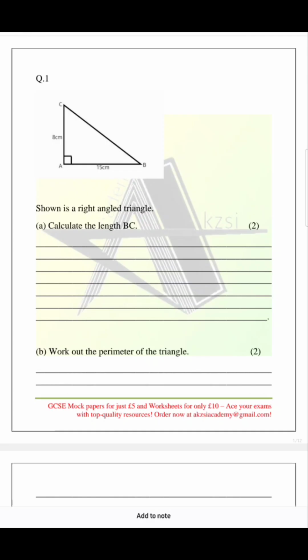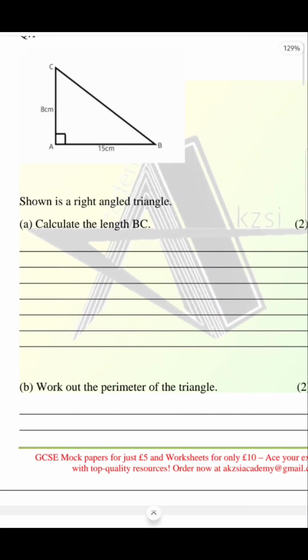Let's get started. Question number 1, shown is a right angle triangle. Calculate the length BC. I can clearly see it's a right angle triangle. No other angle is given. That means clearly we have to use Pythagoras Theorem. When two sides are given in a right angle triangle, always go for Pythagoras Theorem. That means clearly BC is the hypotenuse.